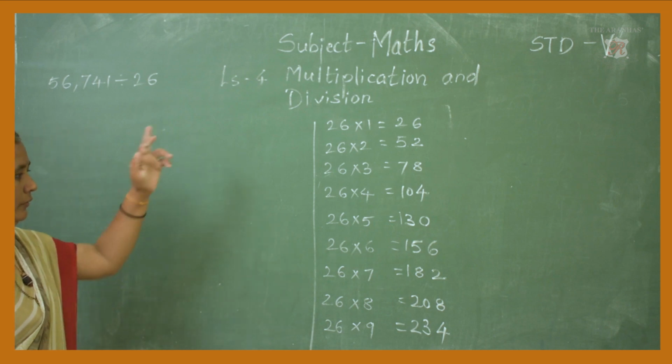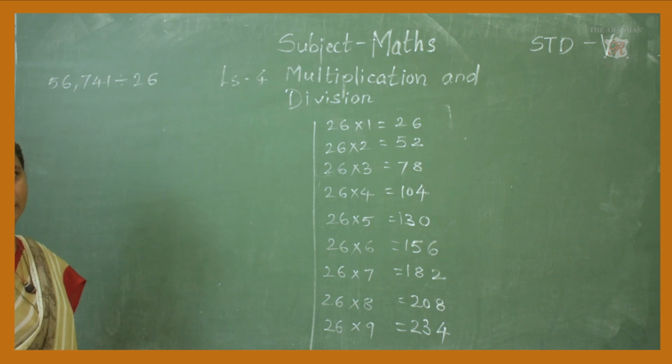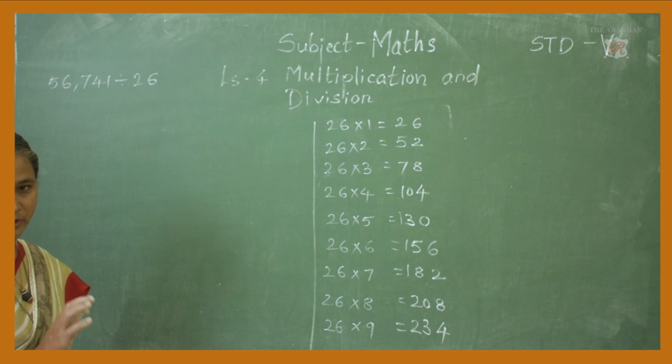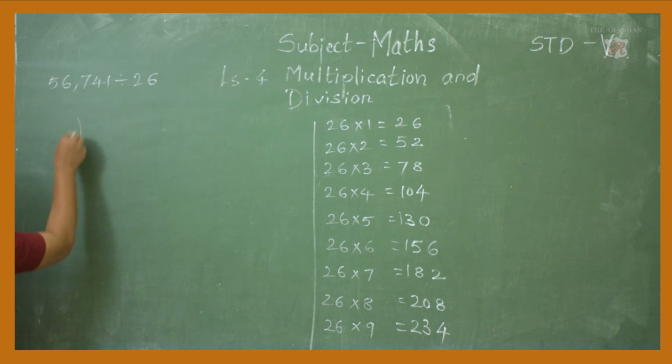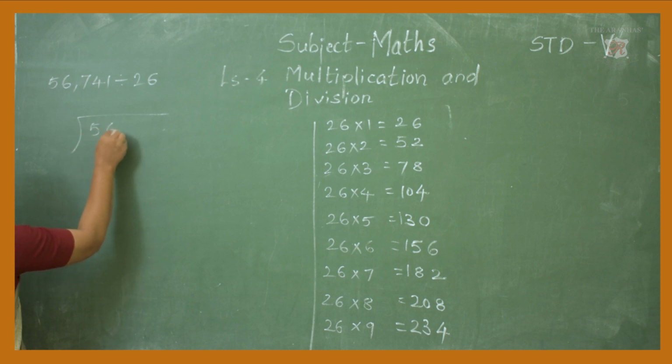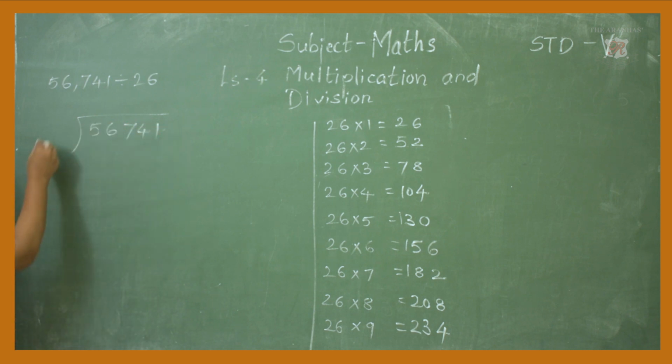Okay. Once again check the numbers. Check the table which you did, correct or not. And then start to solve. 56,741 divided by 26. Now 5. We are taking first one number, then two numbers in that manner.